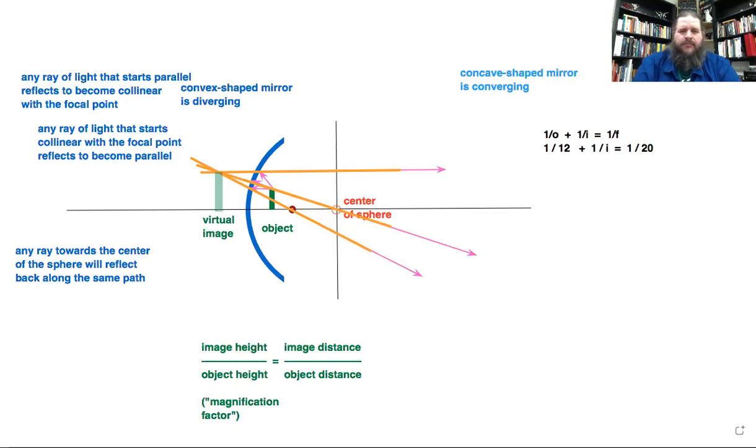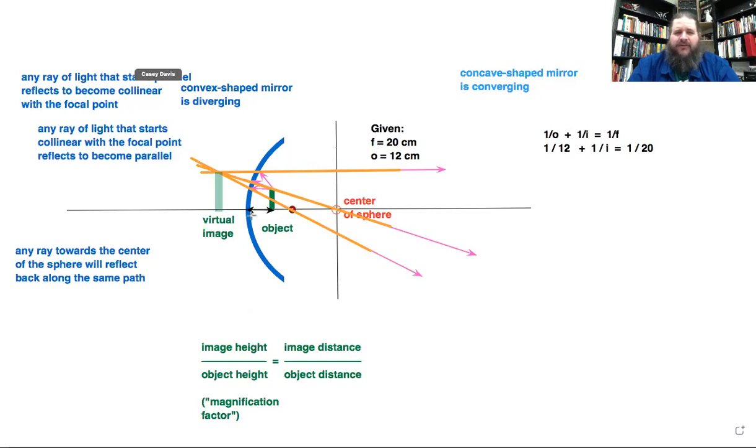Can you repeat what is the distance from where to where again? All these distances are measured from the surface. So O, the object distance, which we're saying is 12 centimeters, would be the distance from the surface of the mirror to the object. So we're saying that distance is 12 centimeters.